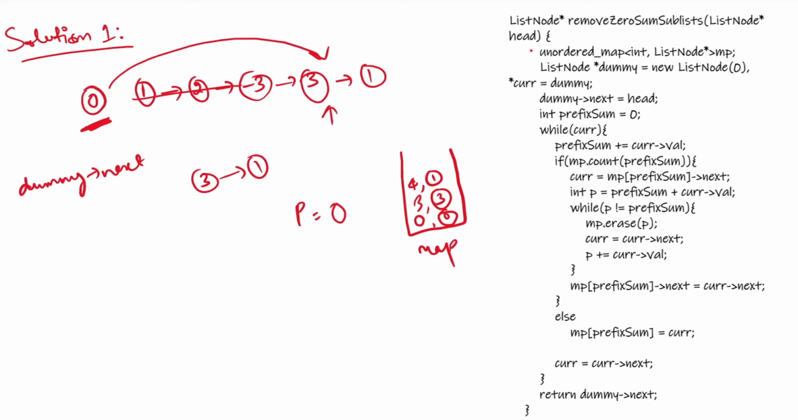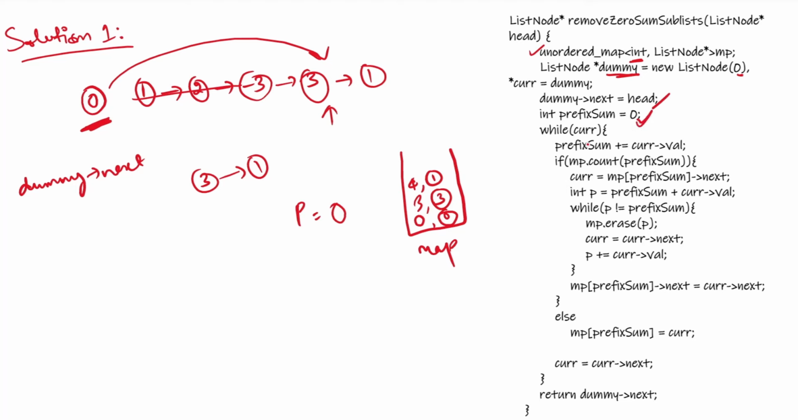So first of all, I will use unordered map which has this int. Int will store the prefix sum and the list node will store the node. Okay. Then I am using this dummy node which has the value 0 and it will point to our current head. Okay. Then I am using this prefix sum to calculate the sum.